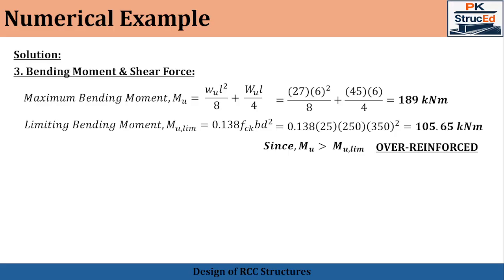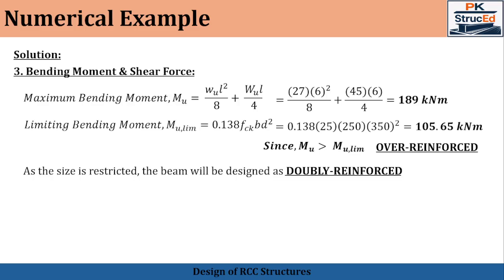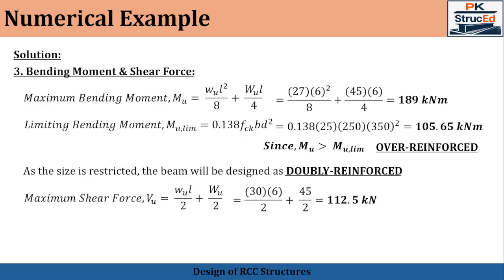But unfortunately, the cross section has been defined, which is restricted. For this case, we are not supposed to increase the cross section. Therefore, the beam will be designed as a doubly reinforced section. Next, the maximum shear force also will be calculated by the sum of the shear force for the distributed load as well as the concentrated load. So substituting the values, we will get the maximum shear force as 112.5 kilonewton.